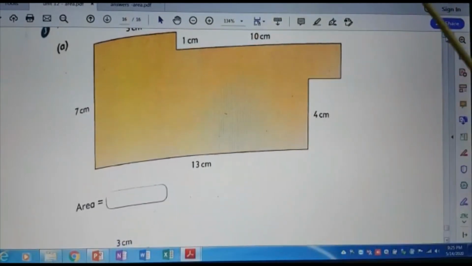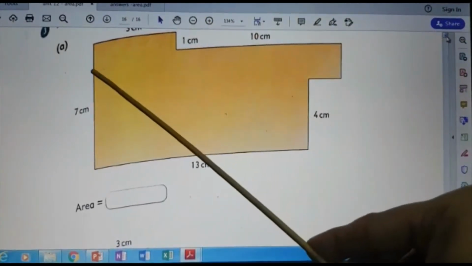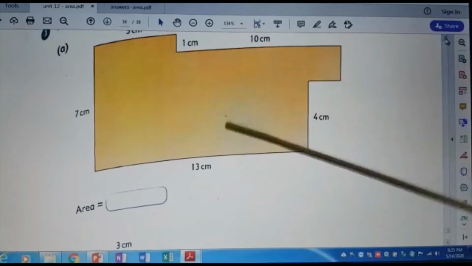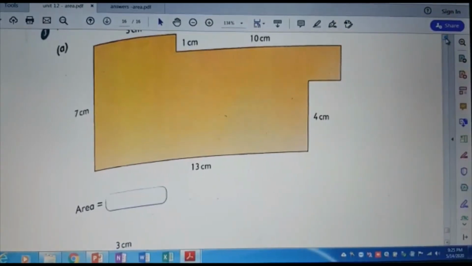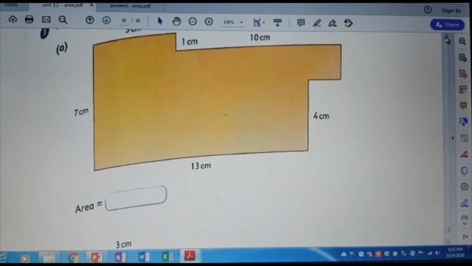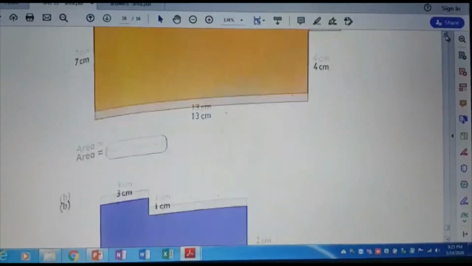So if you are getting the measurements, you can divide it like that, or else you can just divide it like that, like this. So you need to check. Whichever is convenient for you to get the measurements, you do like that. Okay. So try first. Try to find the area.